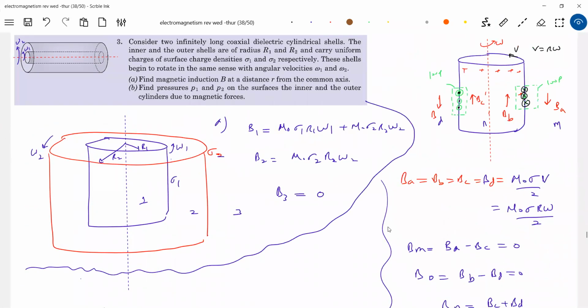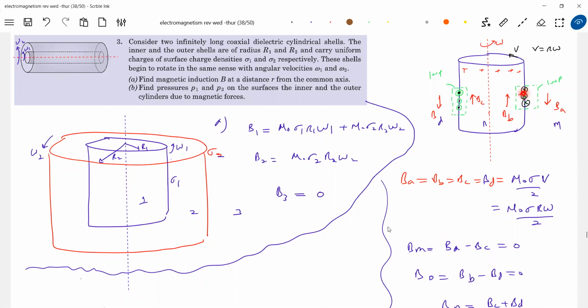What is the total field here? How much is it? Mu naught sigma r omega. That is the field inside, no? How much is the total field? Mu naught sigma r omega. How did it come? When the superposition of the field produced by these two sheets, what happened? The net field here will be mu naught sigma r omega.